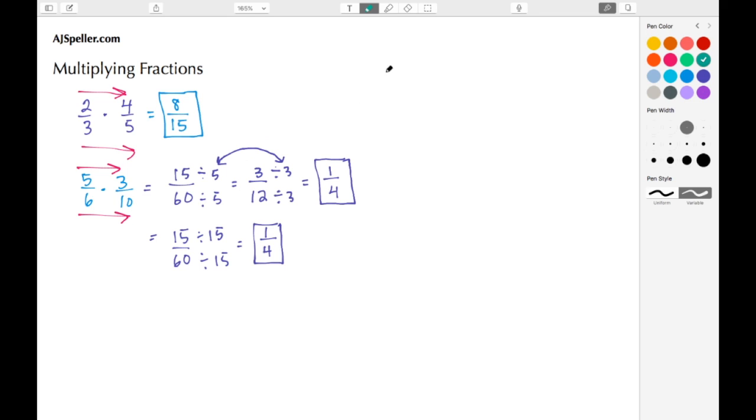Let's do 2/7 times 3/4. All right, again, we multiply across the numerators and across the denominators. 2 times 3 to give us 6, and 7 times 4 to give us 28. Both of these numbers are even, so we know we can divide both of these numbers by 2. All right, well, half of 6 is 3, and half of 28 is 14. So here we have 3/14 as the product.